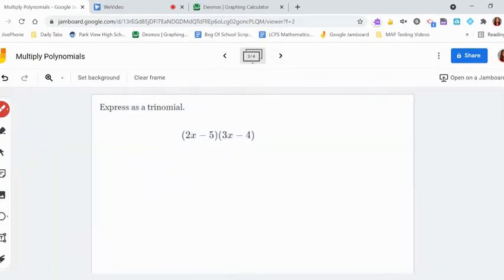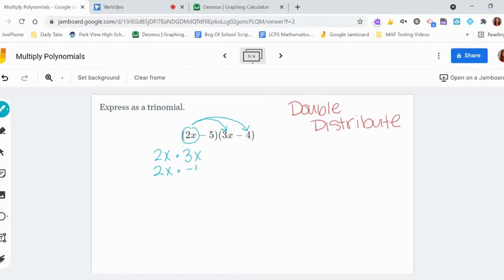All right, so in this one, this is multiplying. Again, we see parentheses, but in this case, we're actually going to do what's called double distributing. So I'm going to write that here. I'm going to have to distribute 2 times. I'm going to distribute this 2x. This 2x, I'm going to pretend is the only thing, and I'm going to distribute it to the 3x and to the -4. So I'm going to do 2x times 3x and 2x times -4.